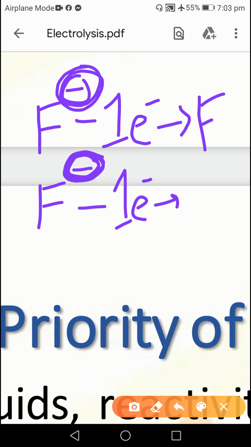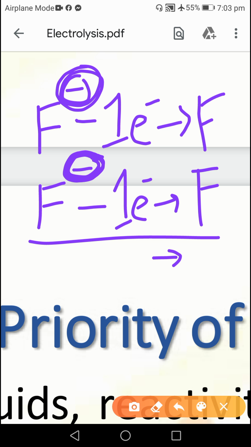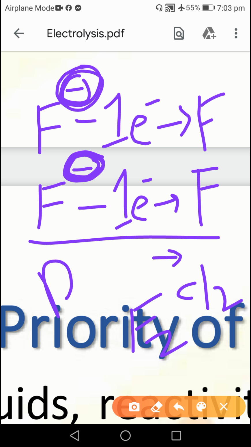Just think of it in this way. Let me tell you again. F minus is a negative charge. So a negative charge is an anion, and anions are oxidized. Oxidation means loss of electrons. So how many electrons will be lost? It depends on the charge. If the charge is 1 minus, it will lose 1 electron and convert itself into F. You know that all halogens are diatomic, like F2, Cl2, Br2.